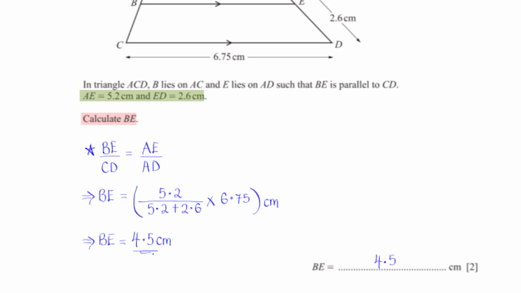For our ratio, we have BE divided by CD equals AE divided by AD. So we've been given AE as 5.2 and AD as 5.2 plus 2.6 and CD as 6.75. And so when we type this into the calculator, we get the value of BE as 4.5 centimeters.